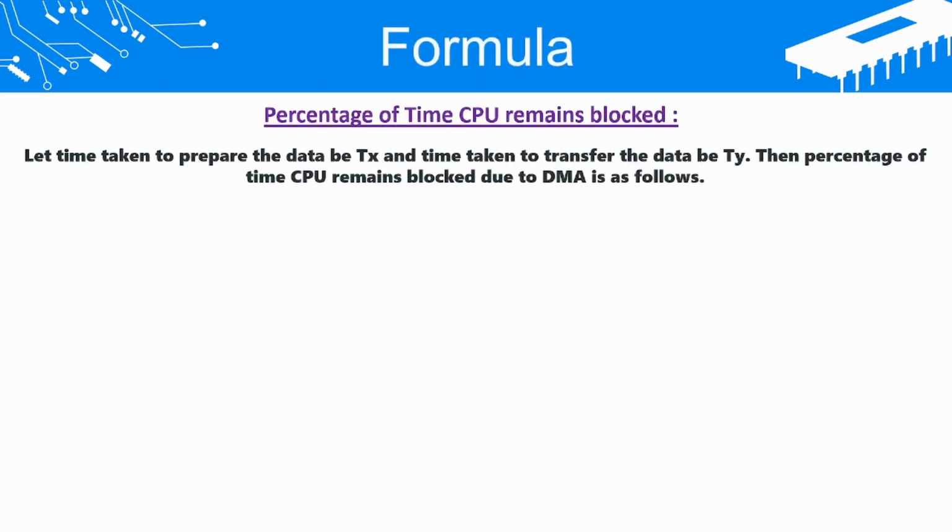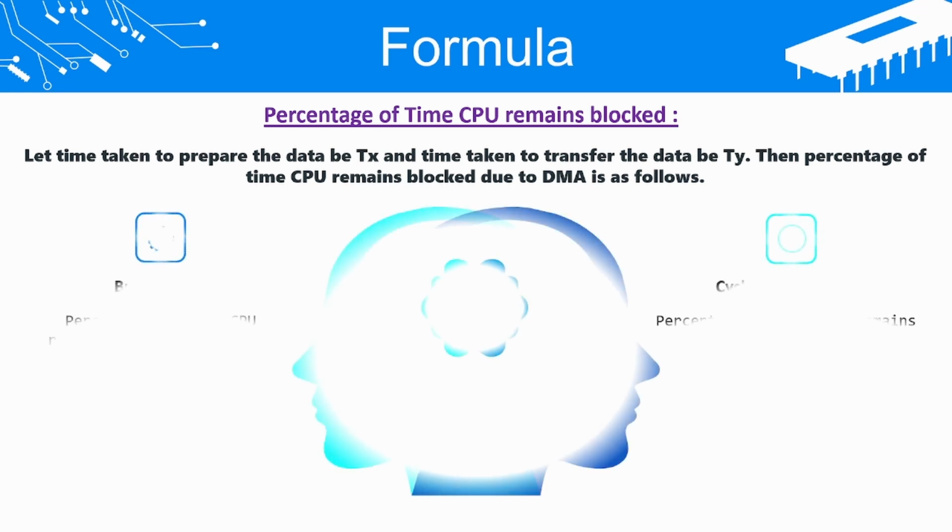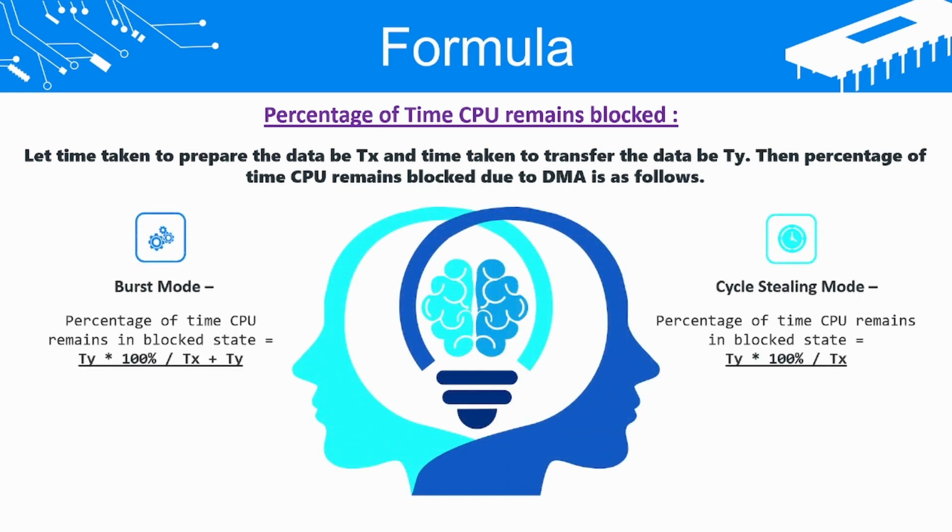There are two formulas used to calculate the percentage of time the CPU remains blocked during the DMA process. Let the time taken for the preparation of data be Tx and the time taken for the data transfer be Ty. In the burst mode, the percentage of the time the CPU remained in blocked state is Ty into 100 by Tx plus Ty, and in the cycle stealing mode it is Ty into 100 by Tx.